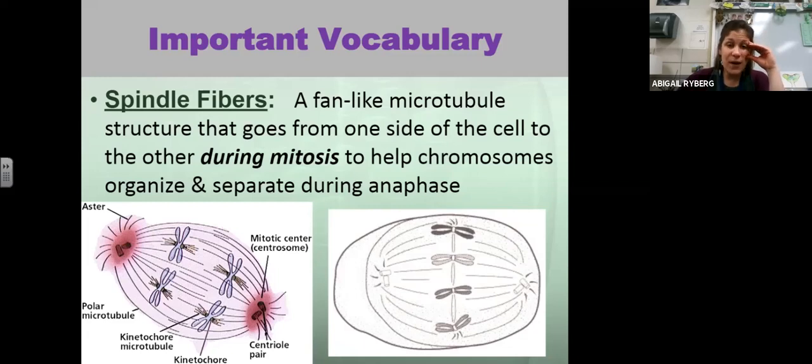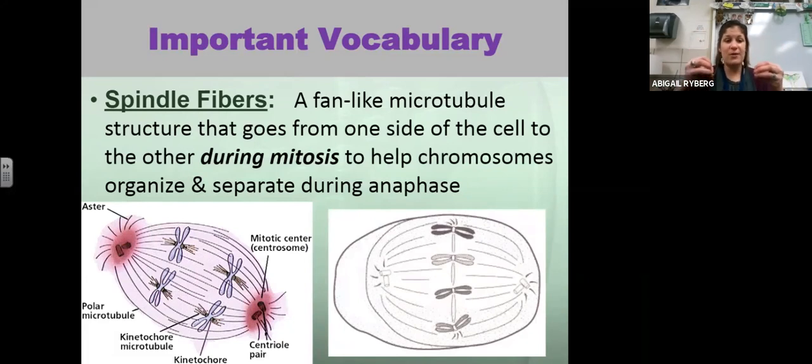So the term spindle fibers refers to a fan-like microtubule structure that goes from one end of the cell to the other during mitosis to help the chromosomes organize and separate during anaphase. So I just need you to memorize that the spindle fibers are these microtubules that spread across the cell, and really they attach to the chromosomes, they move the chromosomes and divide them into two equal chunks.